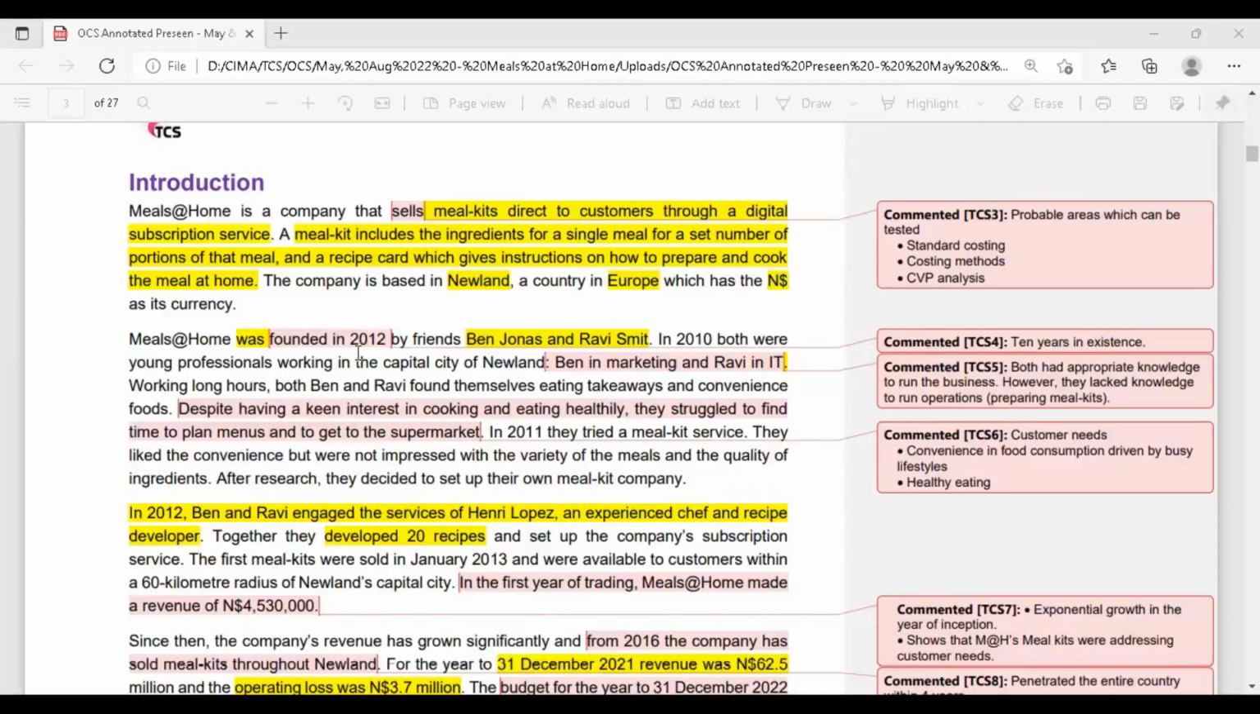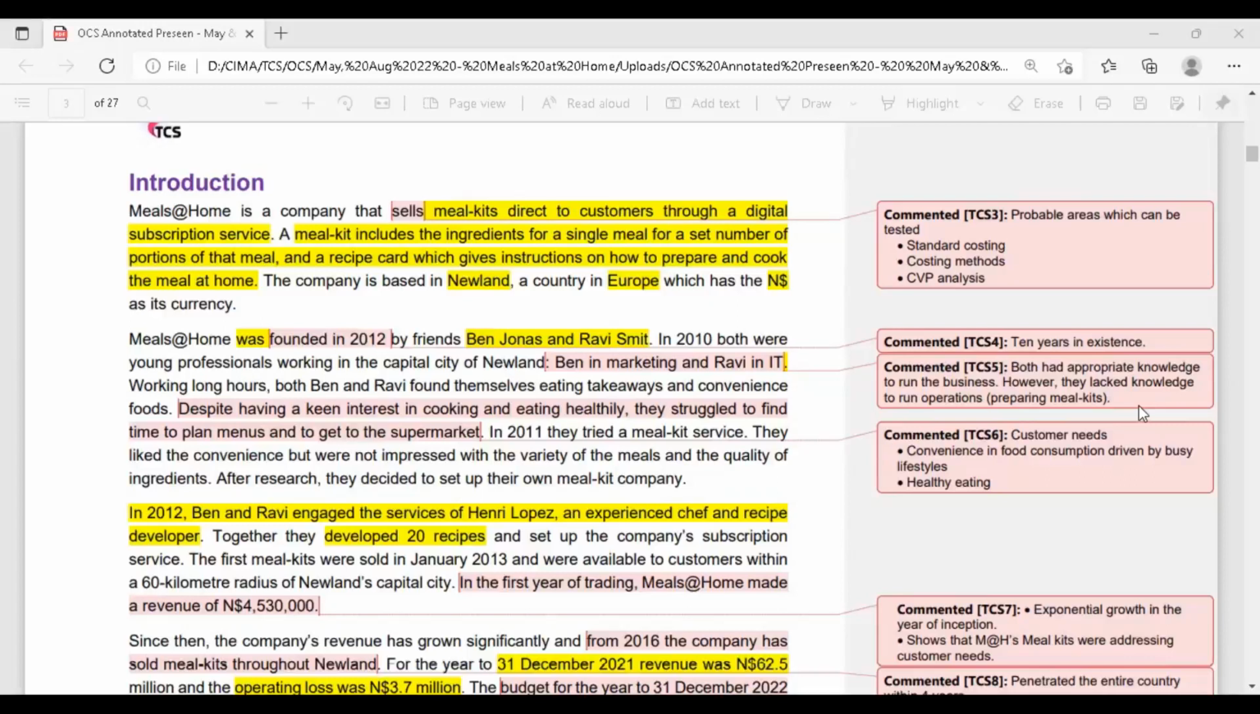And the two founders are Jonas and Ravi Smith. Ben comes from a background in marketing, and Ravi comes from a background in IT. Both had appropriate knowledge to run a business, because you need marketing and IT to run a business these days. So they had appropriate knowledge.